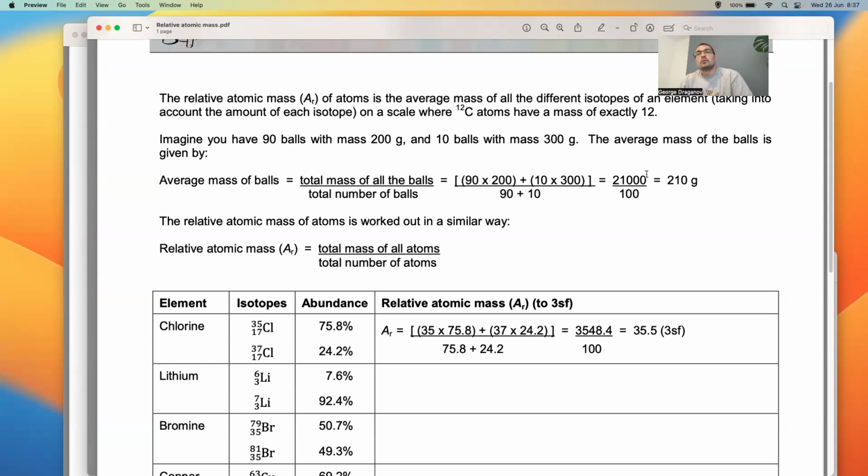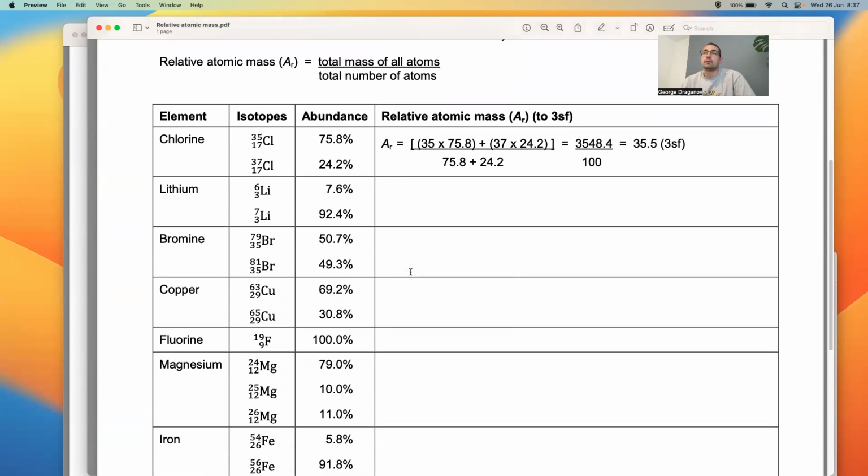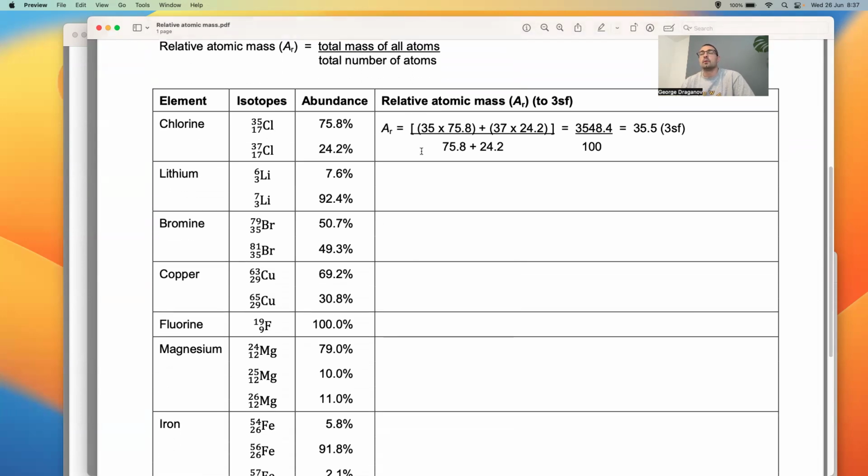You use the same principle in chemistry here. So look at this example. It is the mass number of the isotope multiplied by the abundance, and then 37 times 24.2, and it's all over 100 because it is a percent abundance. If they don't use percentage abundance, if they use relative abundance, then just put the total on the denominator.